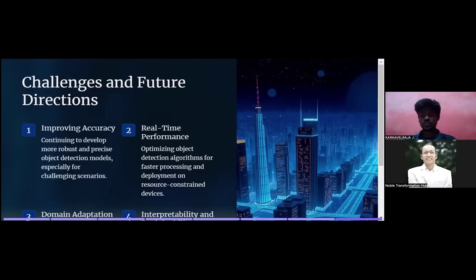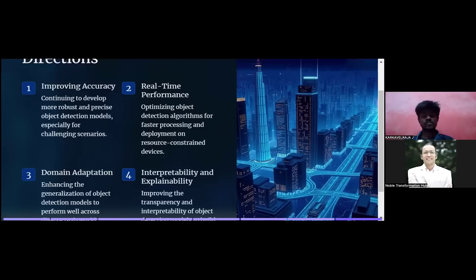So over to you. Yeah, so guys, challenges are there in each and every model, and with challenges there are opportunities, and those opportunities are the future directions. Improving accuracy: every model we try to improve the accuracy, whatever algorithms we have. Then real-time performance: we want every algorithm model to perform on a real-time basis and optimize the objective function.